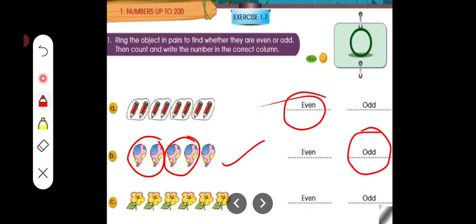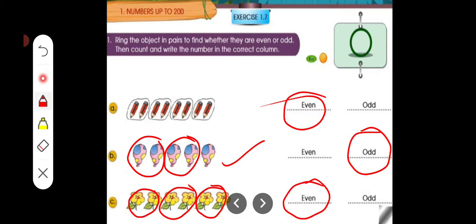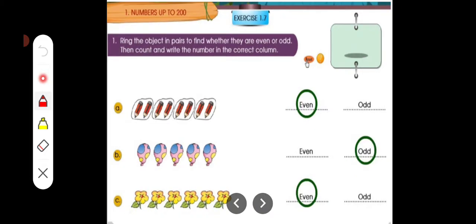See here, these are flowers. How many flowers do you have? Here one pair, and this one is one pair. So it is an even number because nothing remains here. That's why it is an even number. You should mark like this in your textbook. Okay, children, now we shall move next.